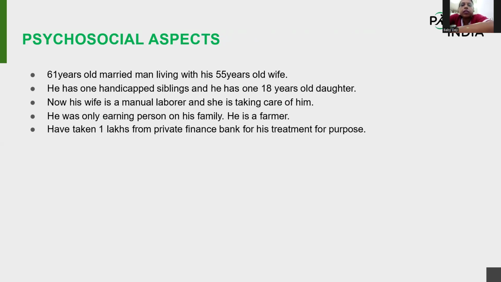Psychosocial aspects: 61 years old married man living with his 55 years old wife. He has one handicapped sibling and one 18 years old daughter. Now his wife is alone and she is taking care of him. He was the only earning person in his family. He is a farmer. He has taken 1 lakh from a private finance bank for his treatment.